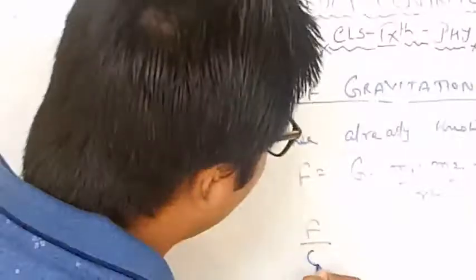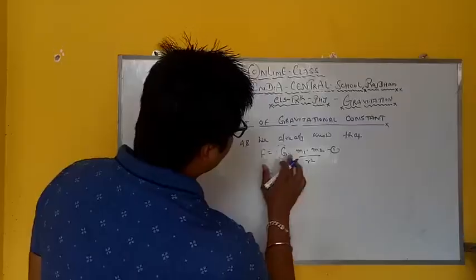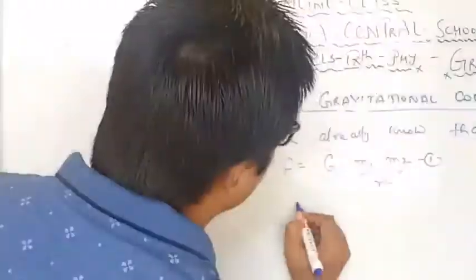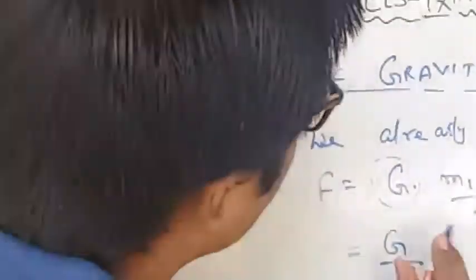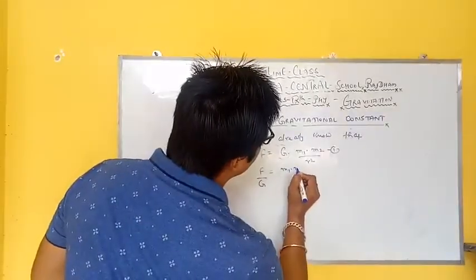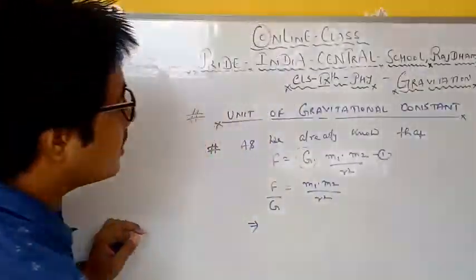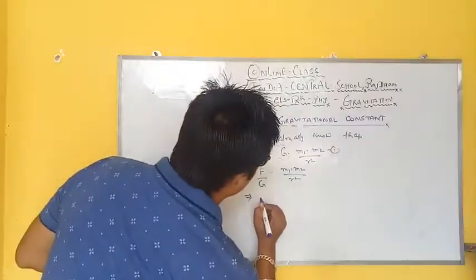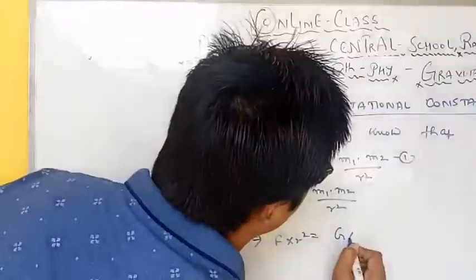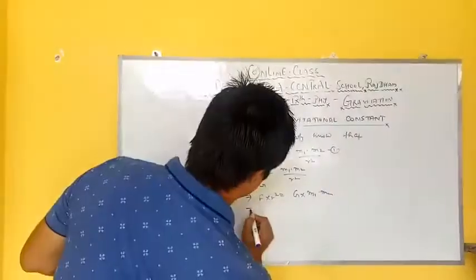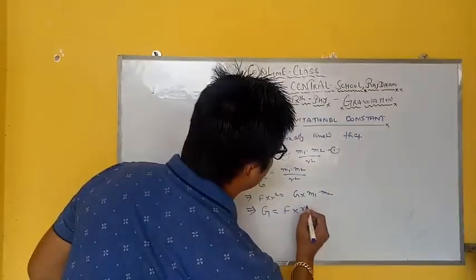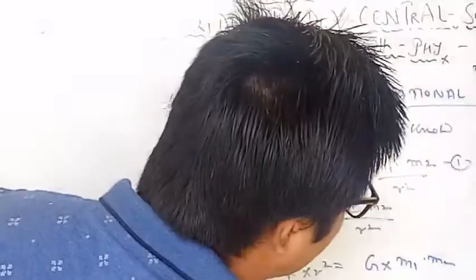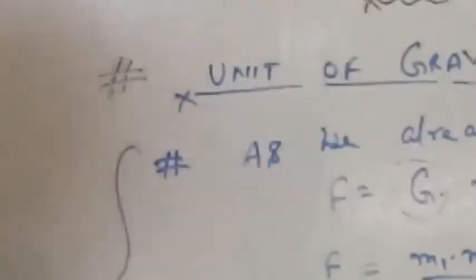I'll bring it here. F by G is equal to m1 into m2 divided by r square. This implies that F into r square is equal to G into m1 into m2. So if I take G, G is equal to F into r square divided by m1 into m2. Very simple to derive.